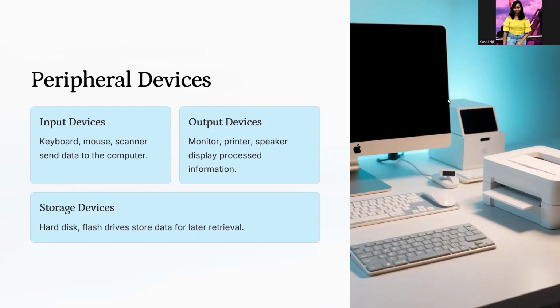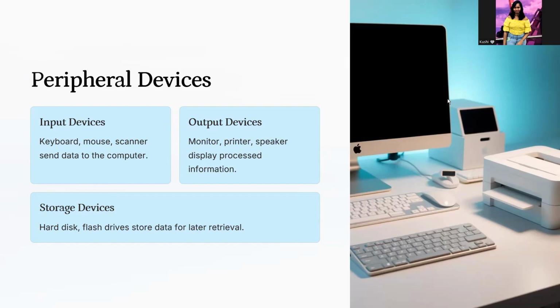We can use OMR to mark MCQ papers. Then OCR, optical character reader, we use to determine the characters. And MICR, magnetic ink character reader, we use to read the magnetic ink characters on checks.